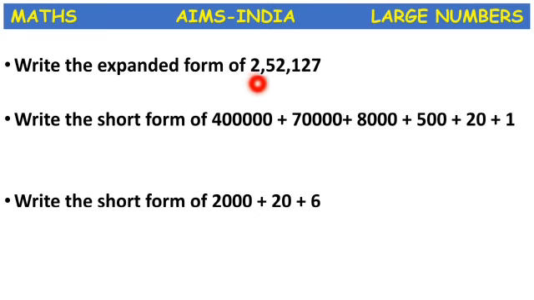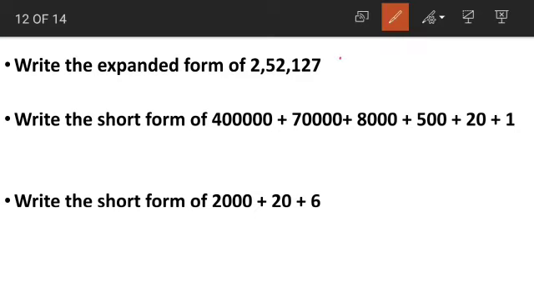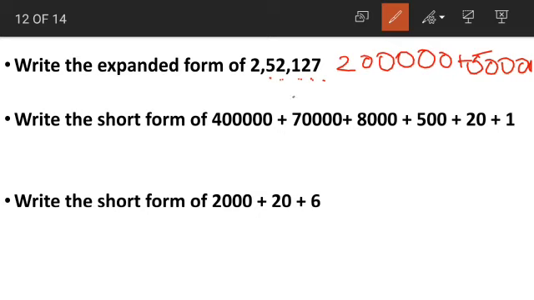Let us write the expanded form of 2,52,127. Okay, I'll show you another way how to write the expanded form. First, write the first digit, which is 2, and how many digits are there after 2? 1, 2, 3, 4, 5, right? So simply put 5 zeros. Plus, then we have the digit 5. After 5, how many digits do we have? 1, 2, 3, 4. So put 4 zeros.